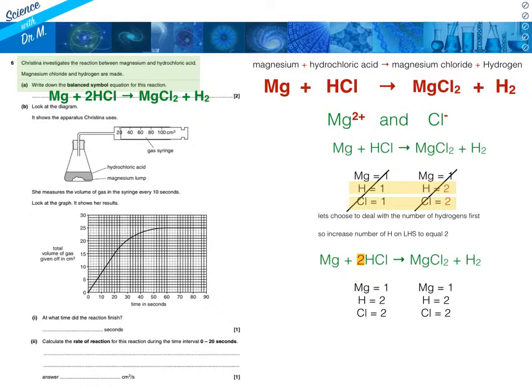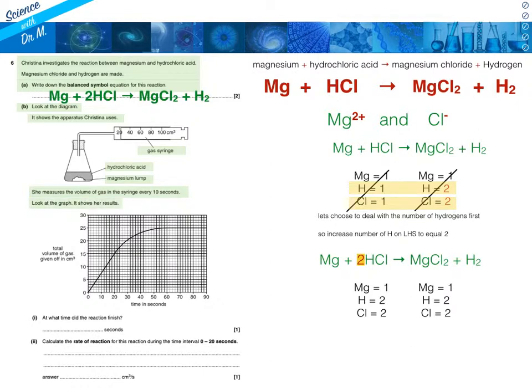Okay, let's see what the rest of the question needs us to do. Look at the diagram, okay? It shows the apparatus Christina uses. Now, you should be familiar with this sort of apparatus. You've used it a lot in the labs. We have a gas syringe, we have some hydrochloric acid in our conical flask, and we have some magnesium lump at the bottom of the acid in our conical flask. She measures the volume of gas in the syringe every 10 seconds.